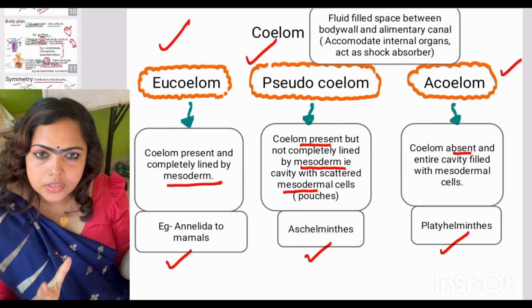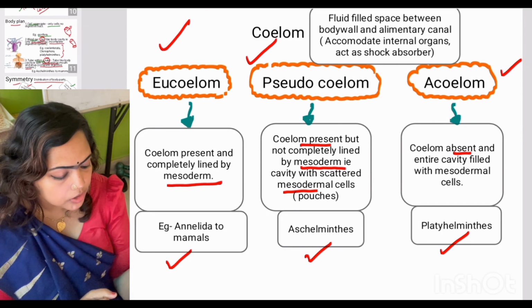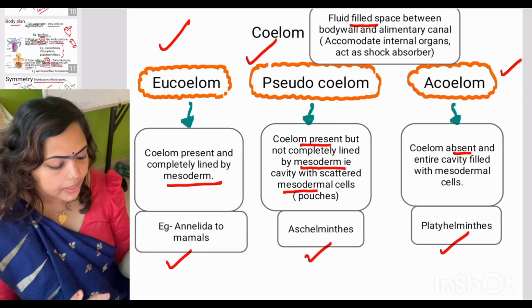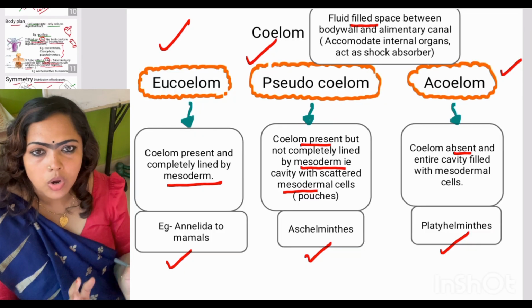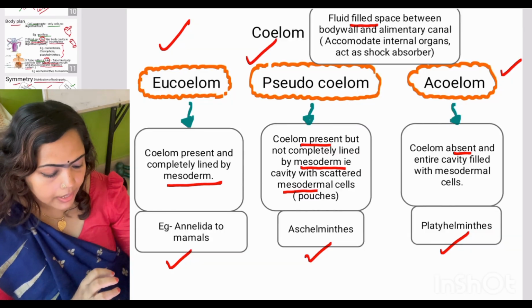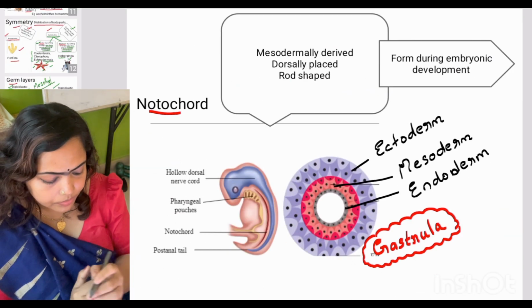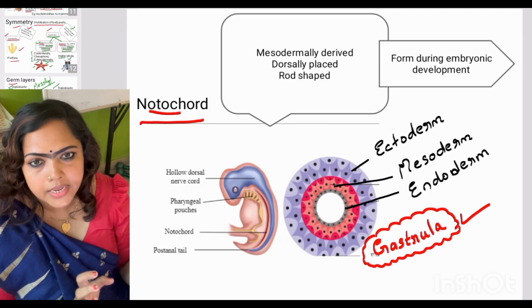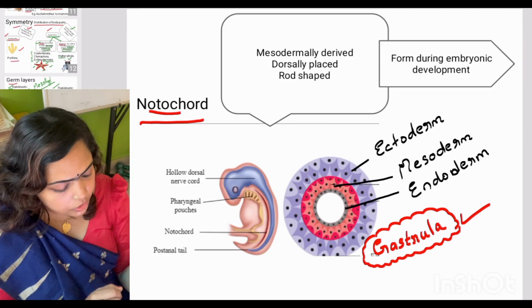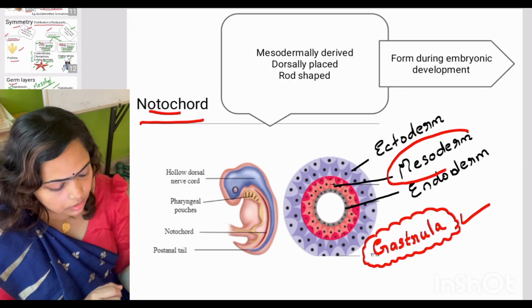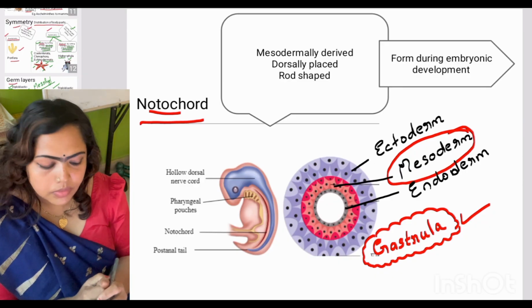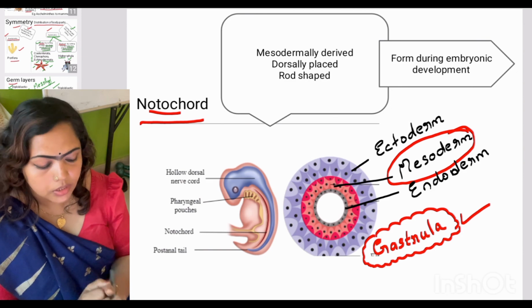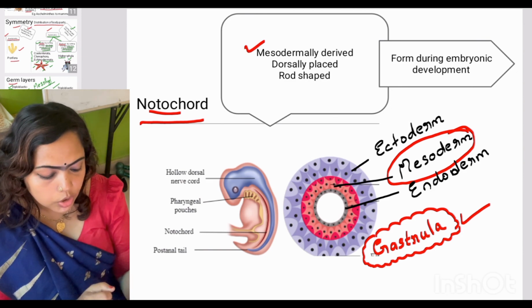And what is the coelom? We discussed it is a fluid-filled space between the body wall and alimentary canal which accommodates internal organs and acts as a shock absorber. And the next feature is notochord. This is the gastrula stage, outer ectoderm, middle mesoderm and inner endoderm. And from this mesoderm, a rod-shaped structure is derived. And this is called as notochord, which is rod-shaped, mesodermally derived, dorsally placed.